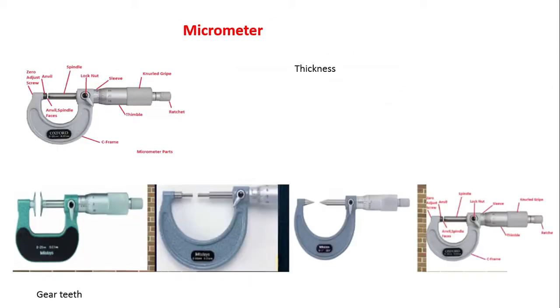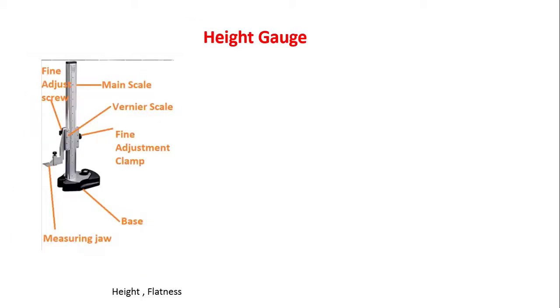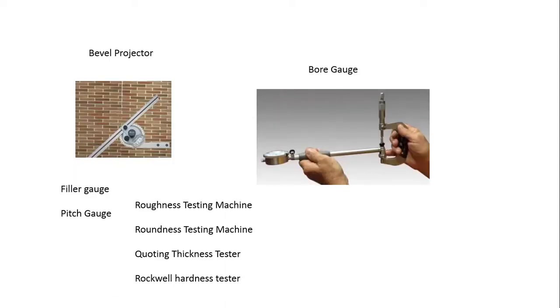And then the micrometer, which you already use, to check the thickness of a particular plate and gear tooth ranges. There are different types of micrometers like this. Next, the height gauge to check the flatness of a particular face and the height of a component. There are different applications for that. Next, the bevel protractor to check angles, and the bore gauges. And then the pitch gauge to check the pitch angle and the pitch length.